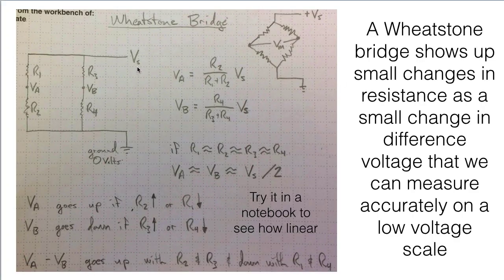So the idea with this Wheatstone Bridge is to use a clever arrangement of circuit elements to be able to isolate this resistance change in R1 as a difference between these two voltages and make it a little easier to measure. So try this in a Jupyter notebook just to see how linear that behavior is, because we hope it's going to be linear.